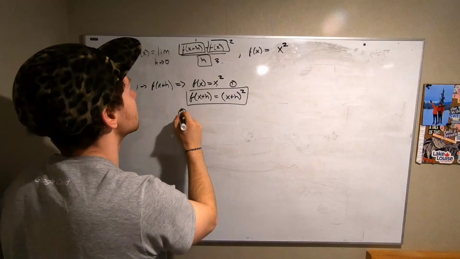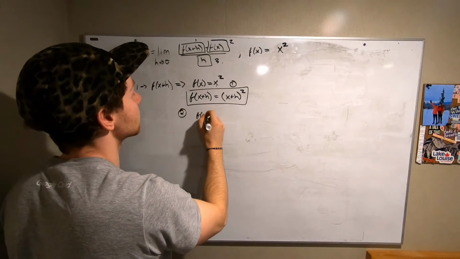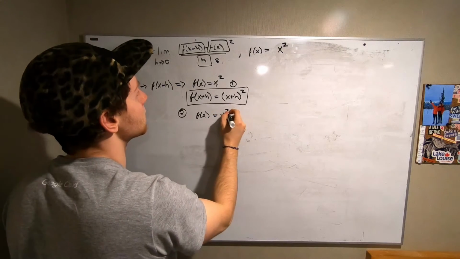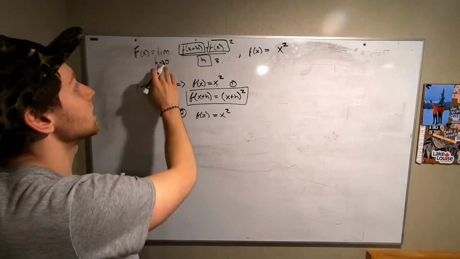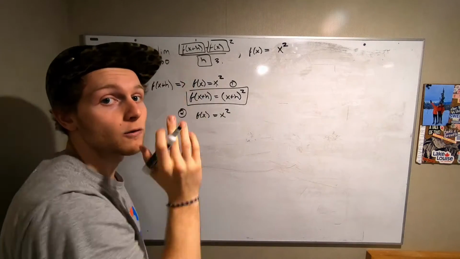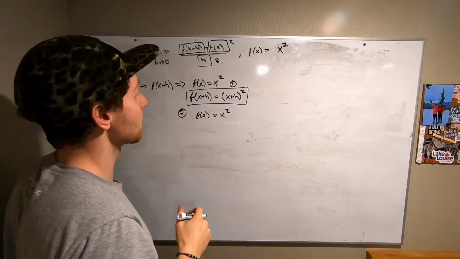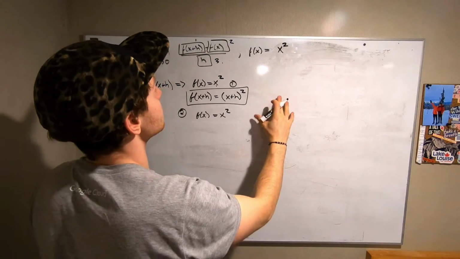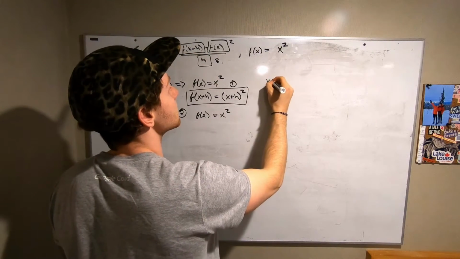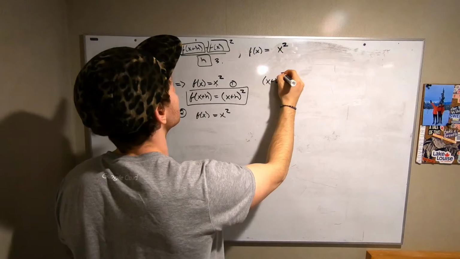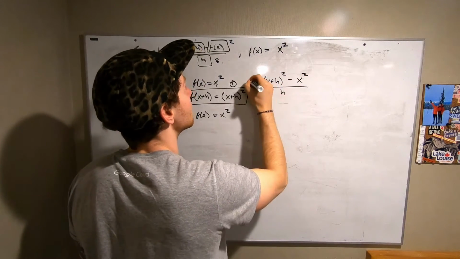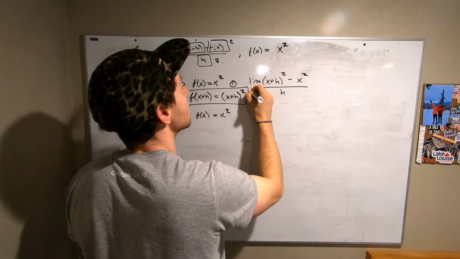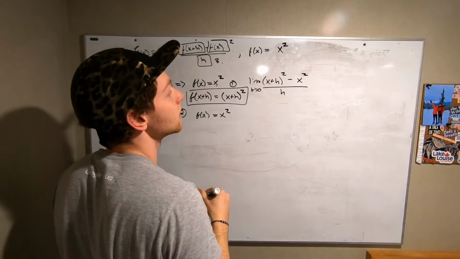Number 2 is just f of x, which we know is equal to x squared. And h, we just leave as h because we're taking the limit as h goes to 0. So eventually our h is going to disappear. So now we're going to write this into the equation. We're going to say x plus h squared minus x squared over h. And we're taking the limit as h goes to 0, right?